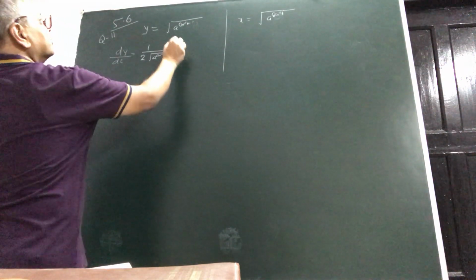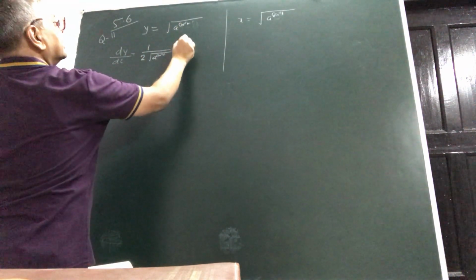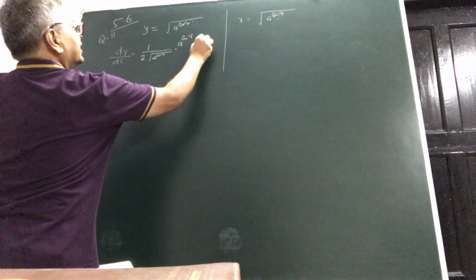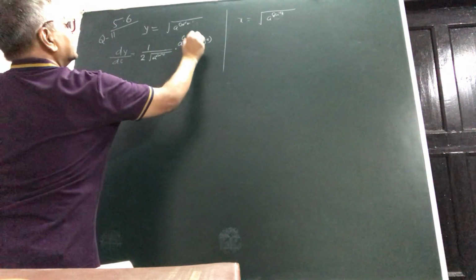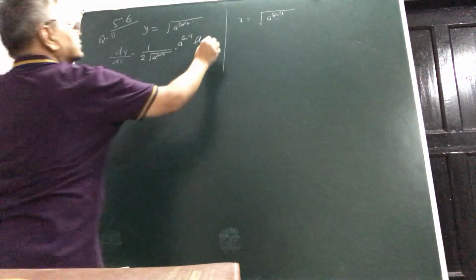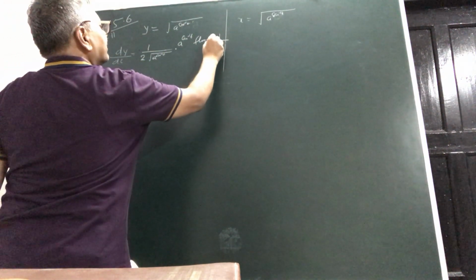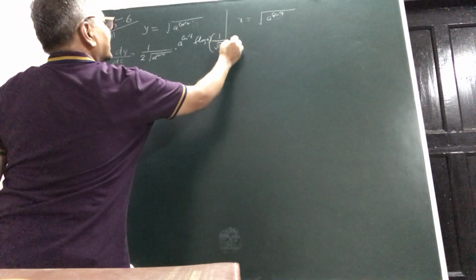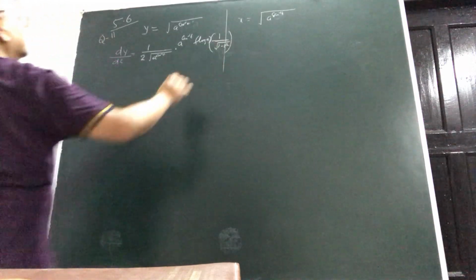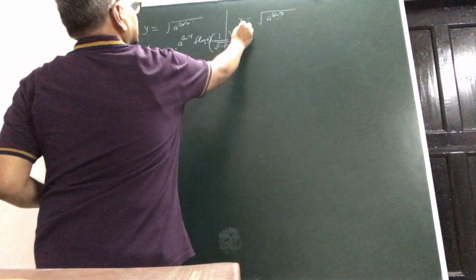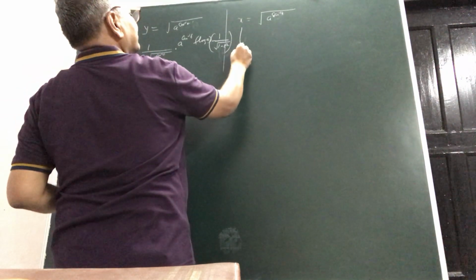So derivative of this thing will be what? A raised to power cos inverse t into log of a, and then derivative of cos inverse t. So that will be precisely minus 1 upon under root 1 minus t square. So this whole thing will be the derivative of y, and likewise here the derivative of x will be what?